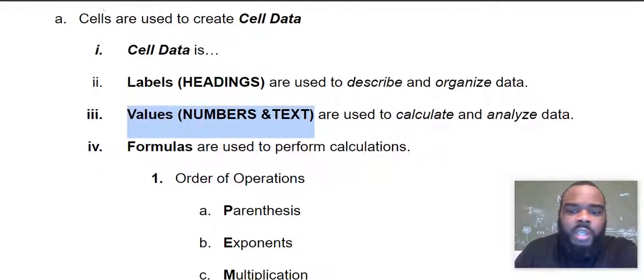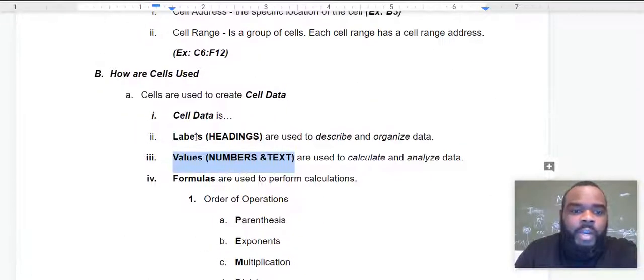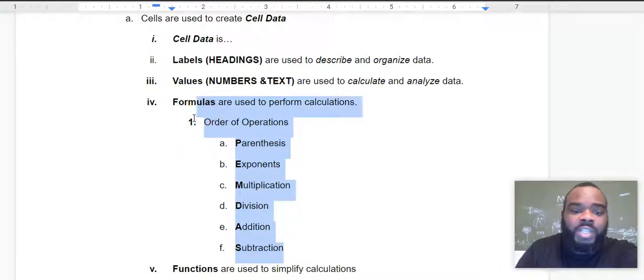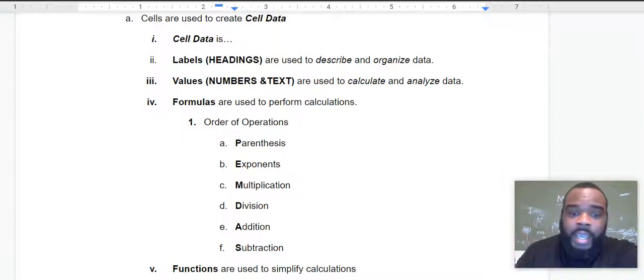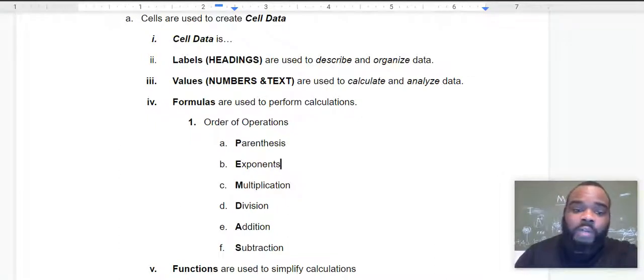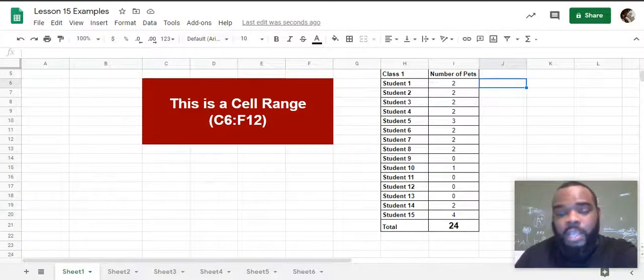Moving on, let's talk about the third type of cell data, which is formulas. In order to calculate, we have to use formulas, and the same rules apply here that apply in math, because we have to consider the order of operations. I know you all know what the order of operations is, PEMDAS: parentheses, exponents, multiplication, division, addition, and subtraction. When we're calculating inside of our spreadsheets, we have to make sure that when we type our formulas out, we follow the order of operations so that we get the correct answers.